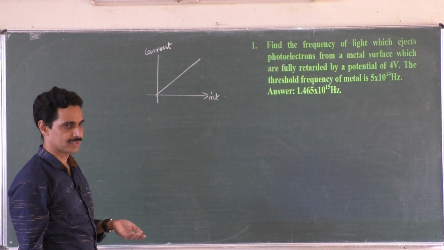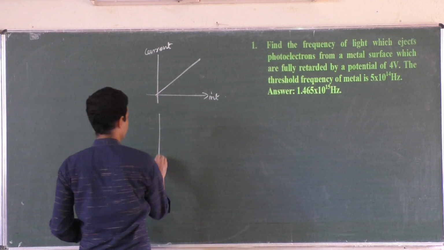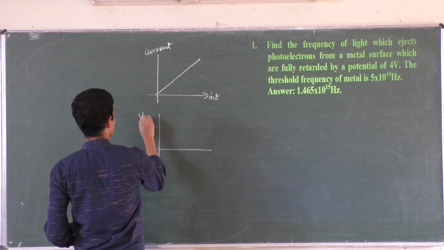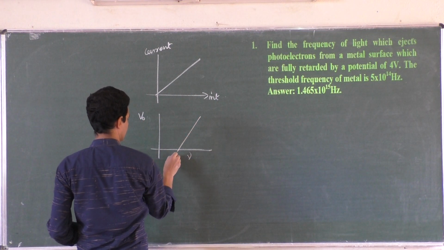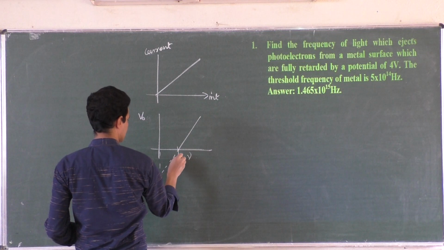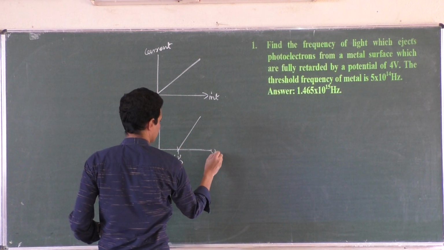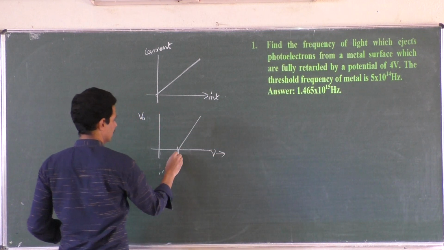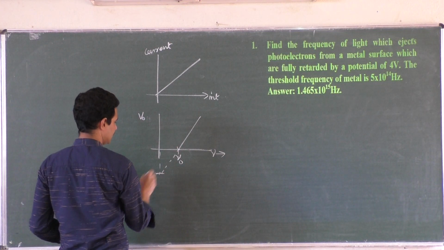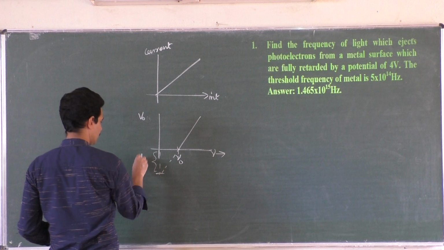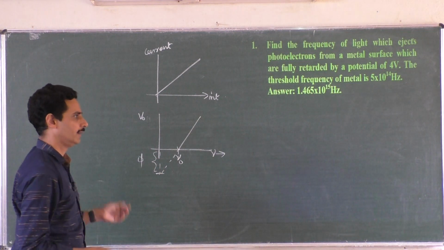Kinetic energy versus threshold frequency, or stopping potential versus frequency. Like this, right? This is the threshold frequency, this is frequency here, this is threshold, and here is the stopping potential, right? And this is negative stopping potential, that means this is the work function.